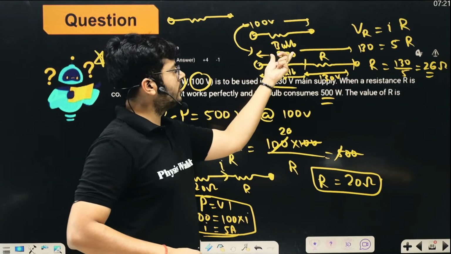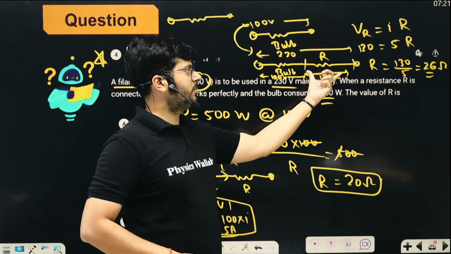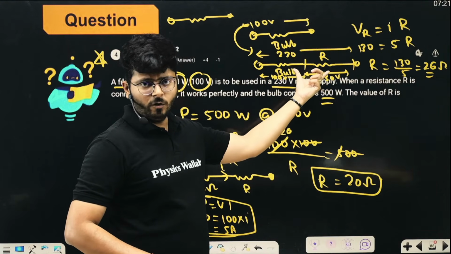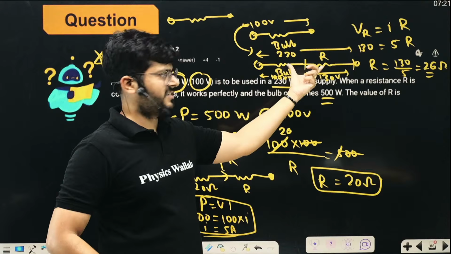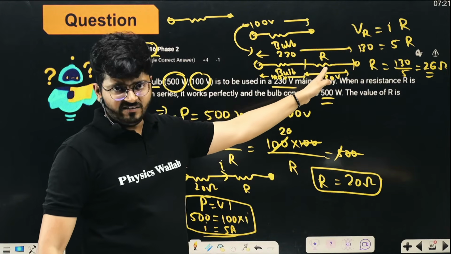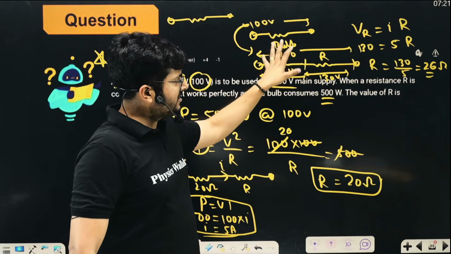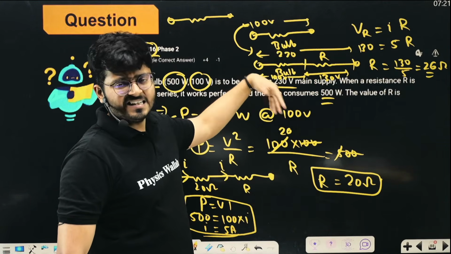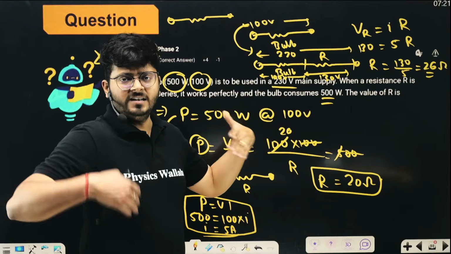And now rest of the additional potential difference must be there on the resistance, right? We want to find out what is the net value of resistance. So we can say that the current through the entire thing must be 5 ampere, right? And since the current is 5 ampere, just like the previous case, the bulb is still glowing just as bright.